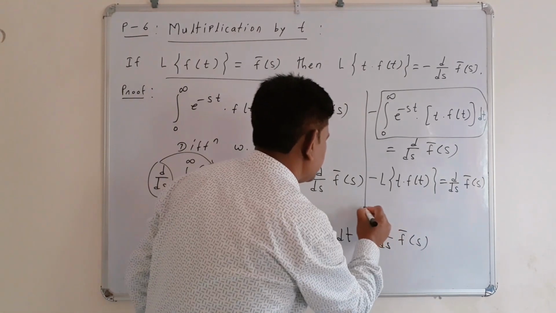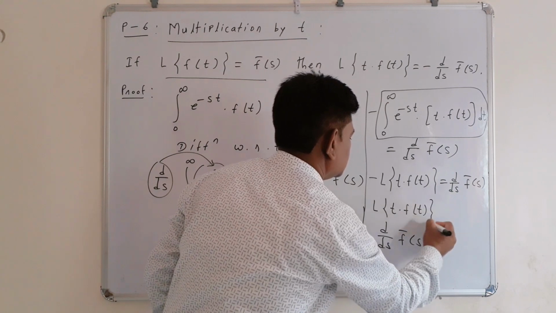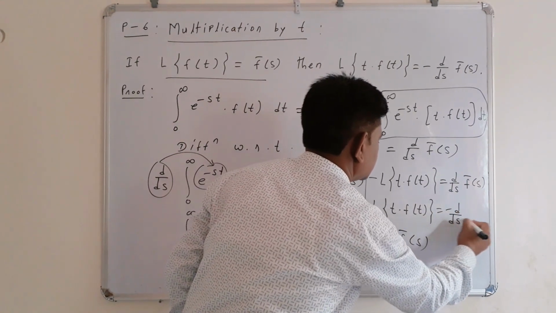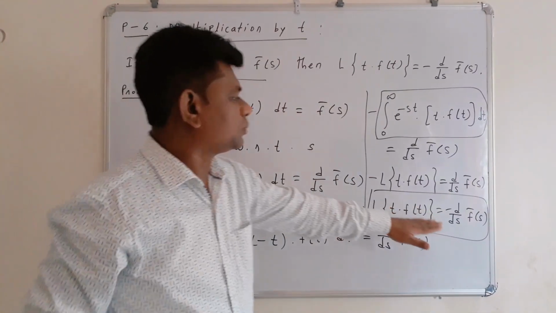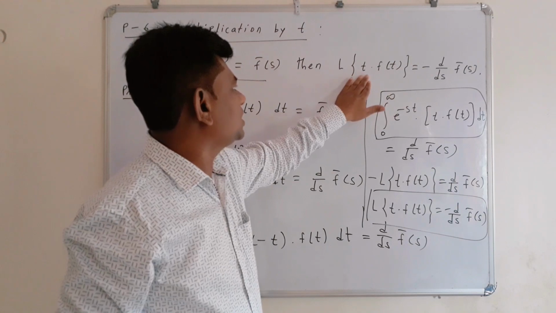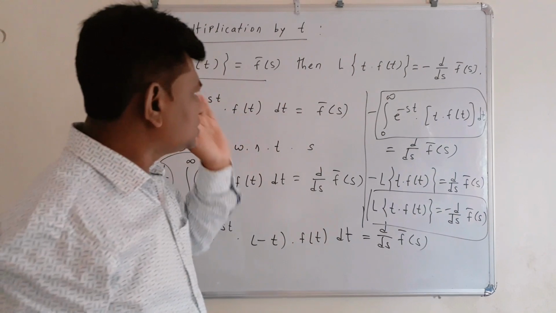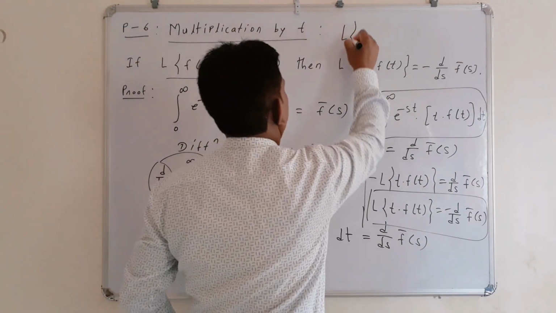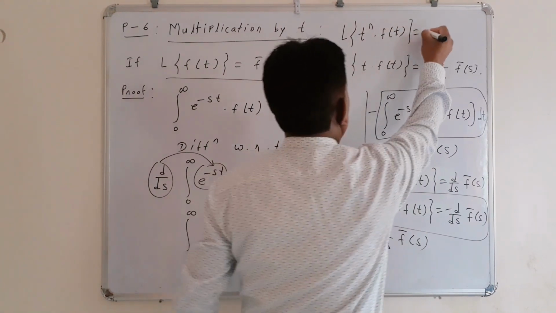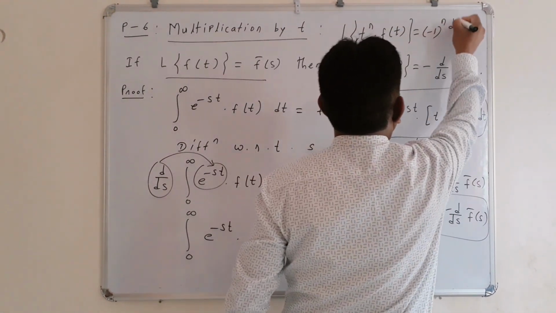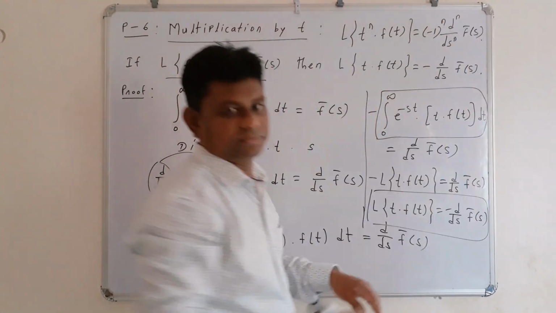Now the answer is Laplace transform of t into f of t is equal to minus d by ds f bar s. Hence proved. This is the proof of the Laplace transform of t times f of t is equal to minus d by ds f bar s. In general, Laplace transform of t to the power n times f of t is equal to minus 1 to the power n, d^n by ds^n f bar s.